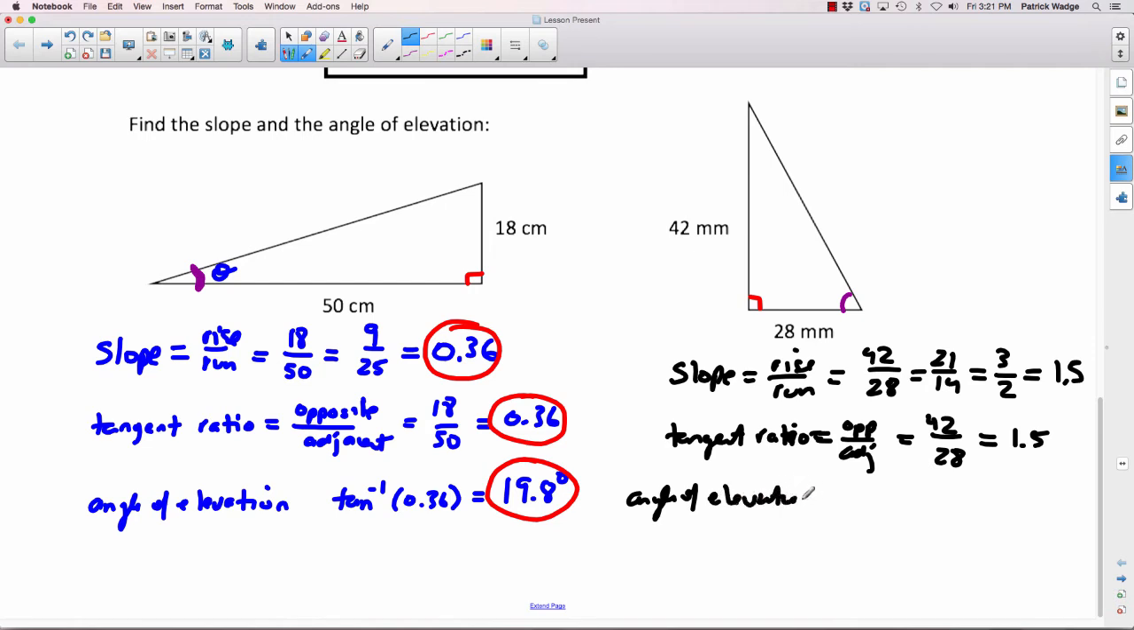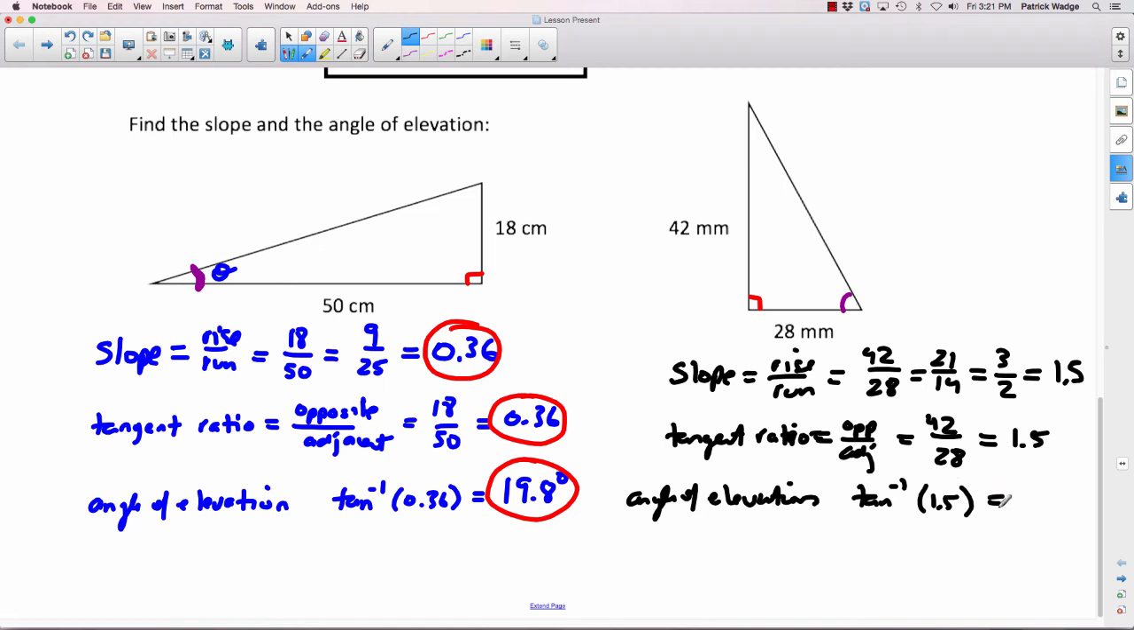How do we do that? We're going to do our inverse tan of the 1.5, right? It's going to be inverse tan of either the slope, if you want to put it in there, or inverse tan of the tangent ratio. Either one works. Since slope and tangent ratio are exactly the same, you can use either one.